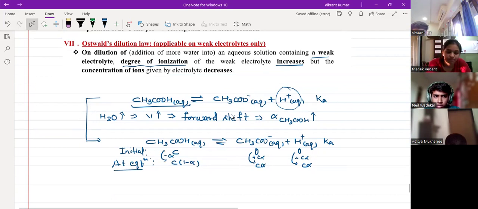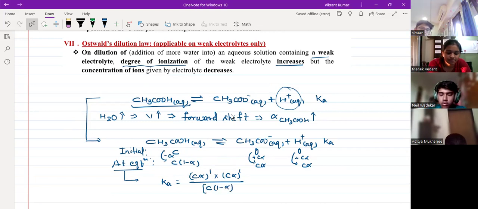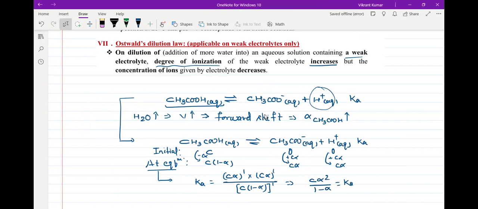What we studied in ionic equilibrium, that's what we are using now. At equilibrium, this K will be equal to C alpha raised to 1 into C alpha raised to 1, divided by C into 1 minus alpha raised to 1. And that's why we are getting C alpha squared by 1 minus alpha. This will come again, I'll be using it again. For now, just to prove this point and to explain Ostwald dilution law, I'm giving you this idea. So now alpha squared by 1 minus alpha is coming as K upon C.